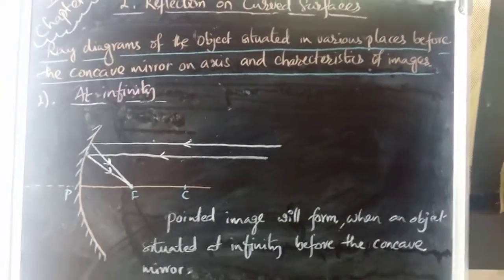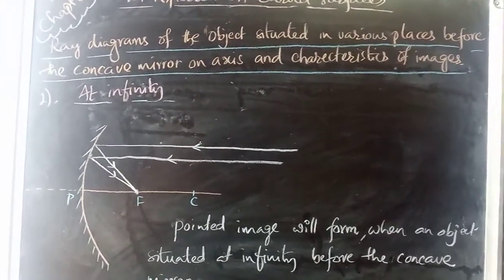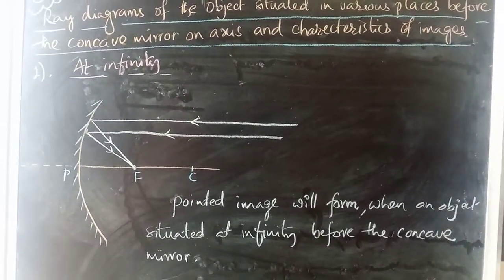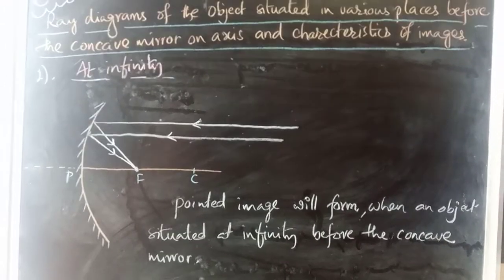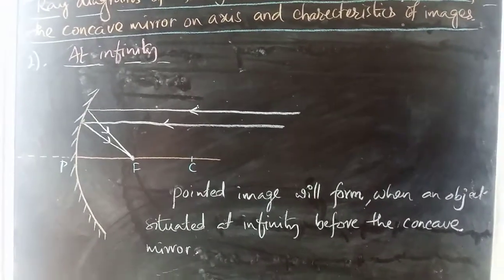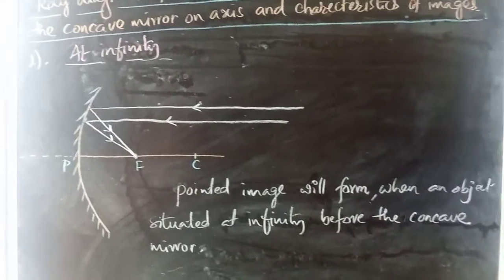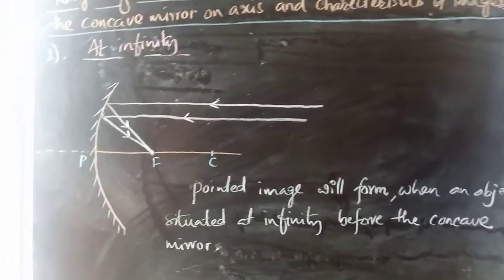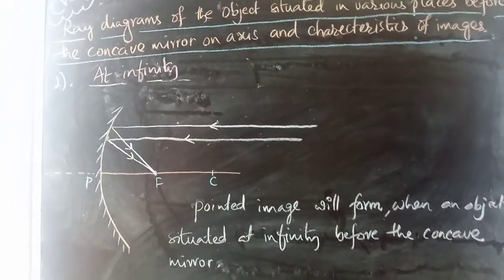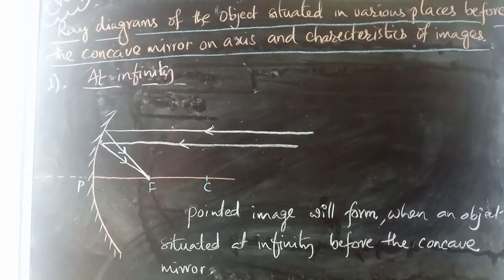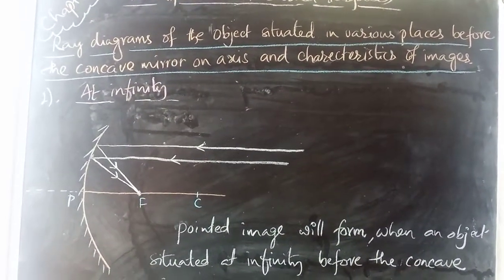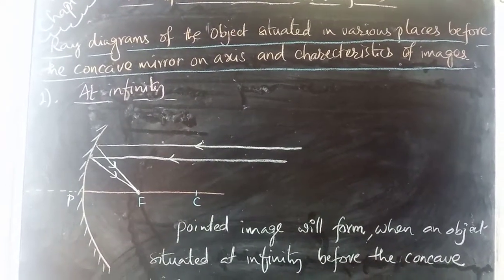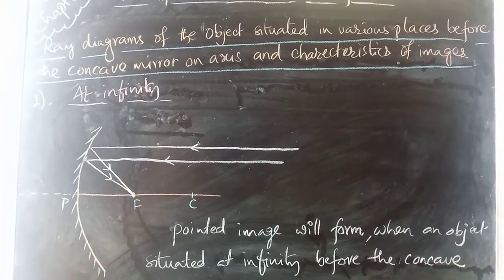Students, in the previous video we discussed the incident rays, how to act the incident rays on the concave mirror. There are three types of incident rays, which means three rules. So the three types of incident rays, how they are reflected on the concave mirror. According to the three rules, we are going to discuss in this video the ray diagrams of the object situated in various places before the concave mirror on the axis and the characteristics of images.